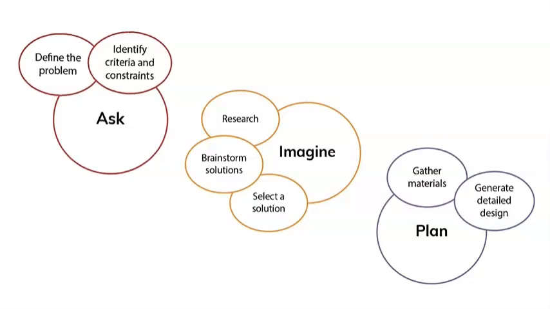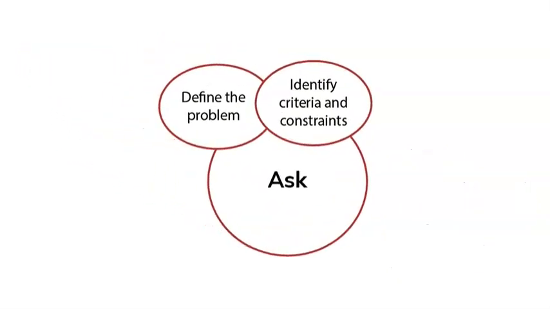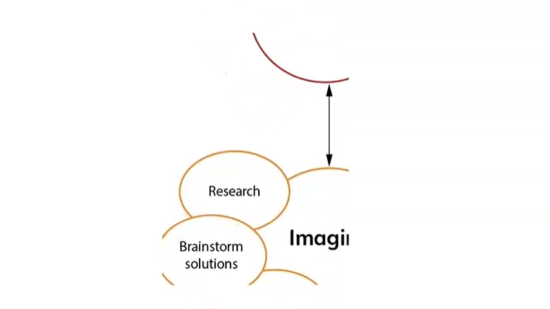Today, we will focus on the ask, imagine, and plan stages. We've already defined the problem, so the next step is to identify criteria and constraints. But do you think we're ready for this? I think we need to research the emerald ash borer to gather more information before we can identify criteria and constraints. Did you notice this two-sided arrow on the engineering design process diagram? Engineers often move back and forth between stages of the process.